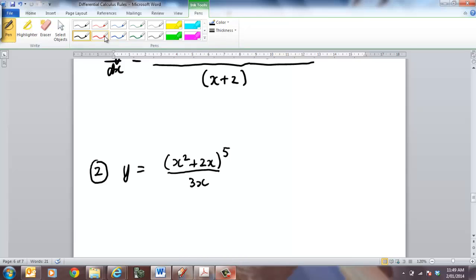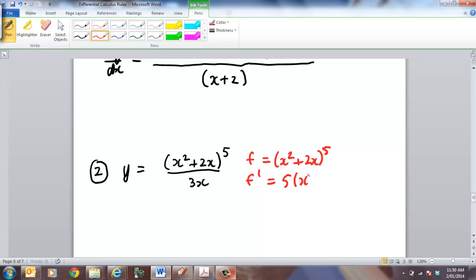Right, over here, what we'd be saying is if my f is equal to x squared plus 2x to the power of 5, then my f dashed is going to be equal to 5 times x squared plus 2x to the power of 4 times by 2x plus 2. So that's a differentiation using the function of a function rule. Then the bottom line, my g is equal to 3x, so my g dashed is going to be equal to 3.